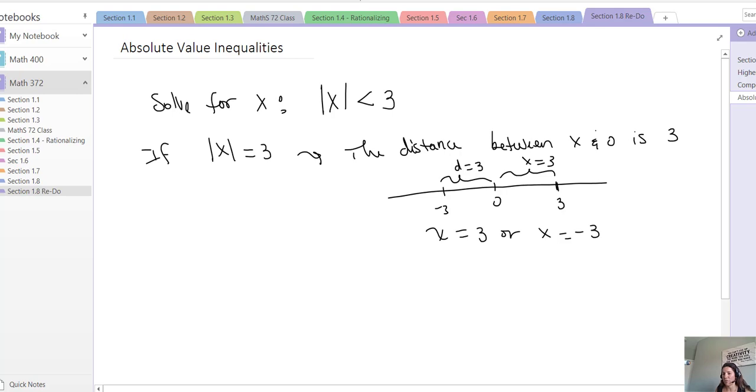And so this is why when you solve an absolute value equation, you have two cases, right? The positive, that means going to the right, and then the negative case, which is you're moving to the left.